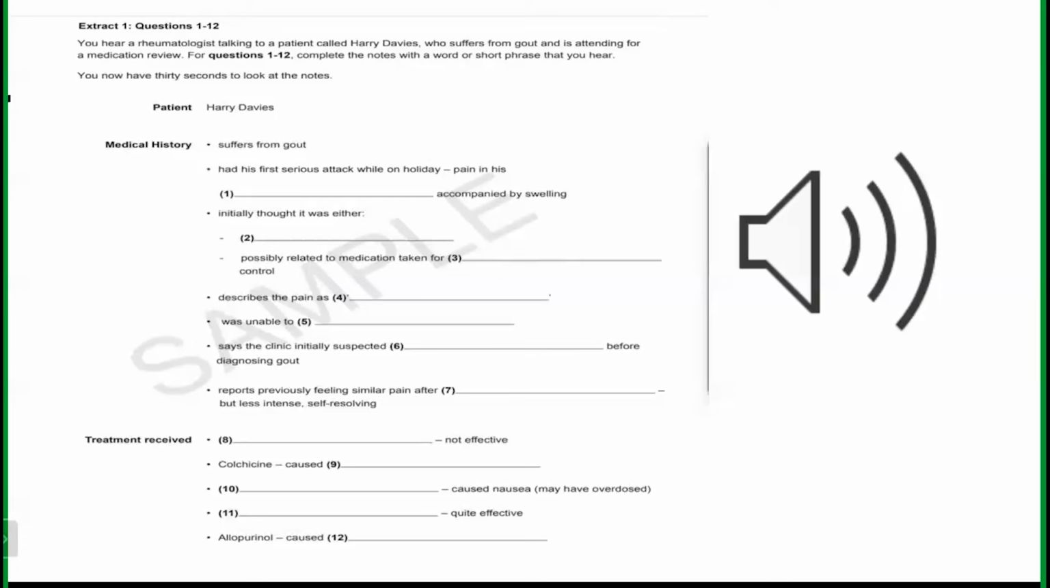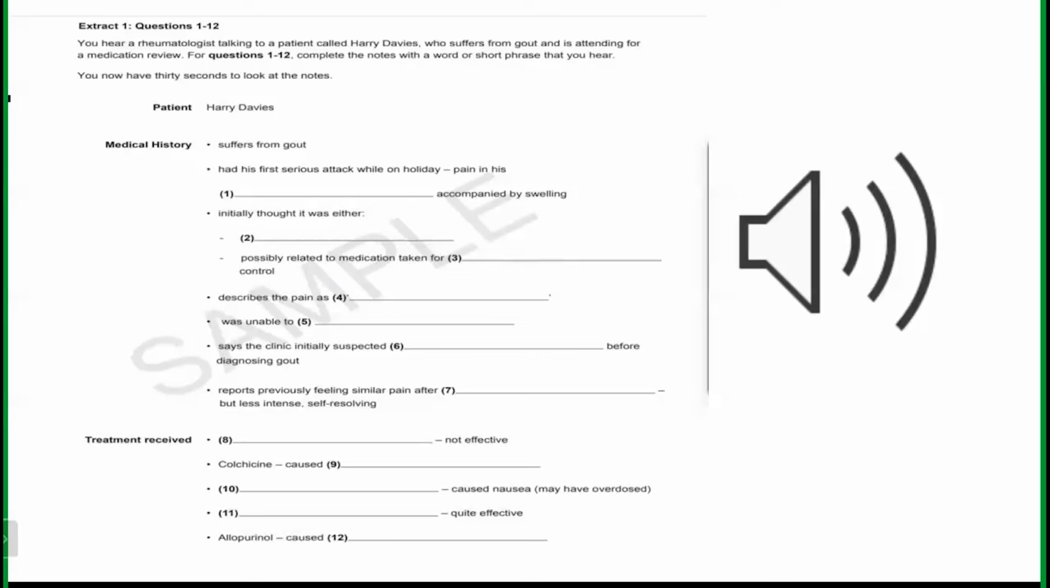Now, Mr. Davis, Yep. I understand your GP has referred you to me so that we can review the medications you're taking for your gout. That's right. So, tell me a bit about this gout. When did it start? Well, my first serious attack was last year. My wife and I were on holiday and I woke up one morning with a really bad pain in my left knee. Well, I never thought of gout because I always assumed that just happens somewhere like your big toe, and anyway, I'm only 40.